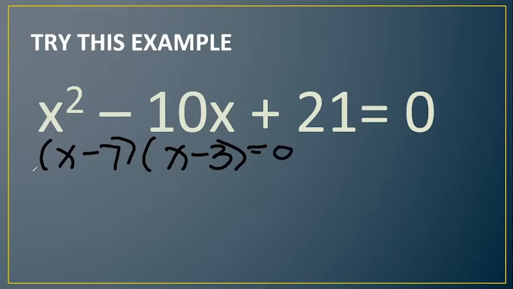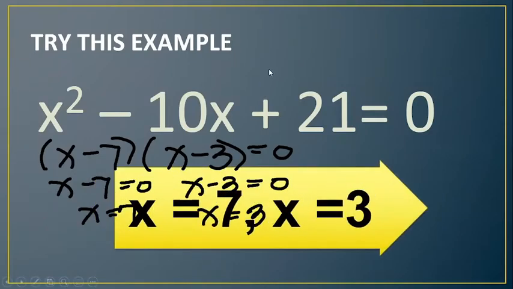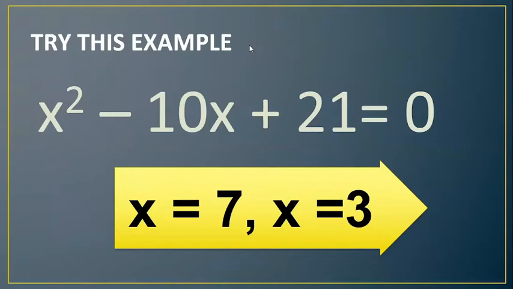Using the zero product property, x minus 7 equals 0 and x minus 3 equals 0. Solving these linear equations, x is equal to 7 and x is equal to 3. That is the solution for this example. So the answer is x equals 7 and x equals 3.